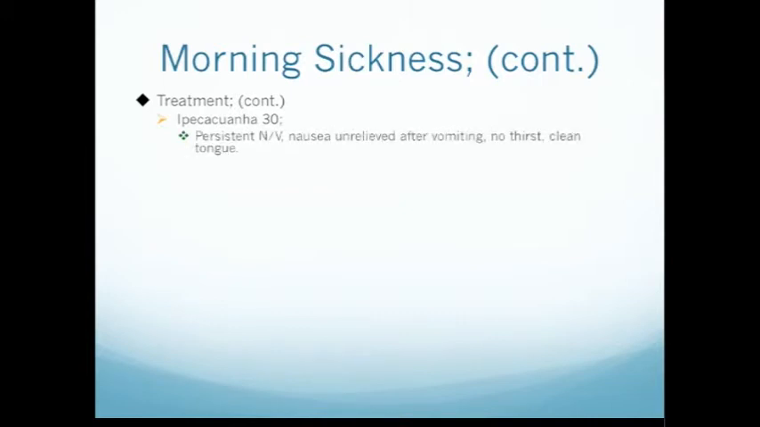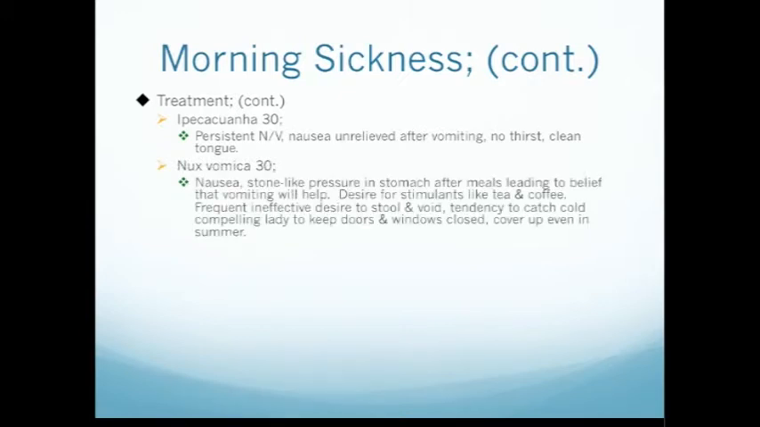Ipecacuanha 30 is good for persistent nausea and vomiting, unrelieved after vomiting, with no thirst and a clean tongue. Nux vomica 30 is good for nausea and a stone-like pressure in the stomach after meals, leading to the belief that vomiting will help. There is a desire for stimulants like tea and coffee, with a frequent ineffective desire to pass stools and void. There is a tendency to catch colds, compelling the lady to keep doors and windows closed and also to cover up even during the summer.